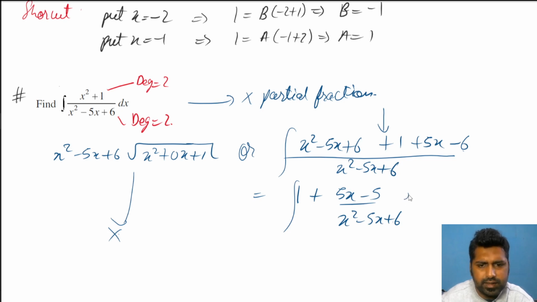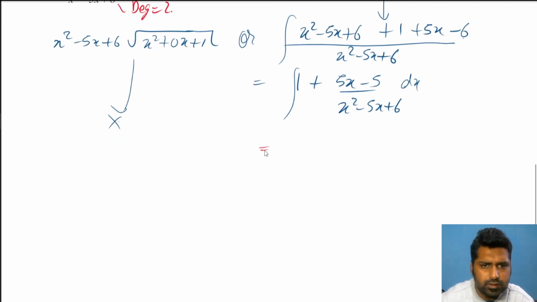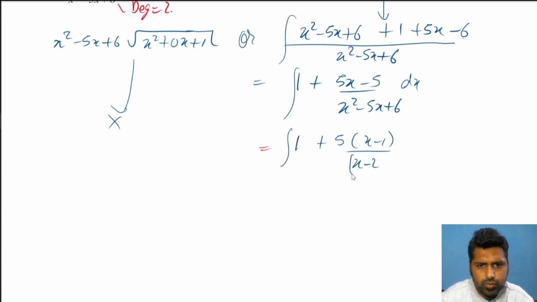1 we can integrate easily, and for this term, let's take one more step. The integration of 1, and this 5 if I take common, the integral of x minus 1 upon the denominator, which you can split, x minus 2, x minus 3, dx.